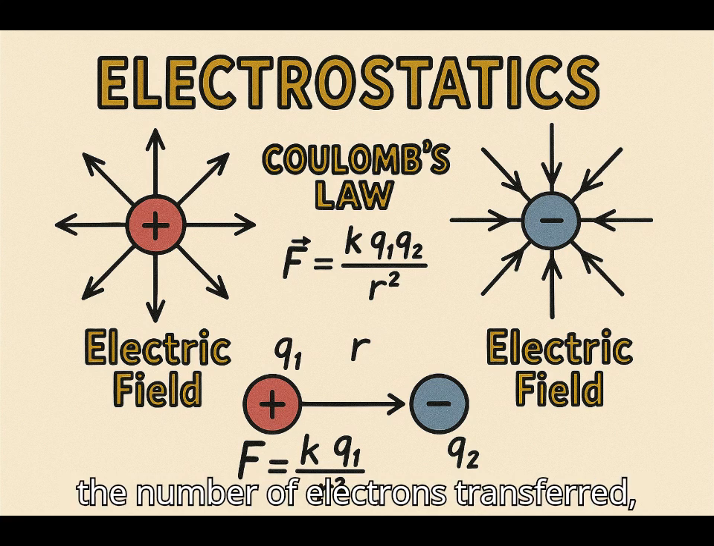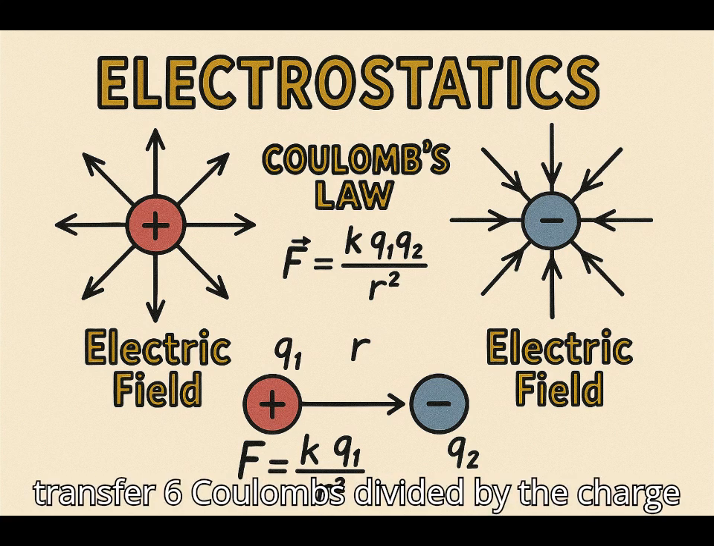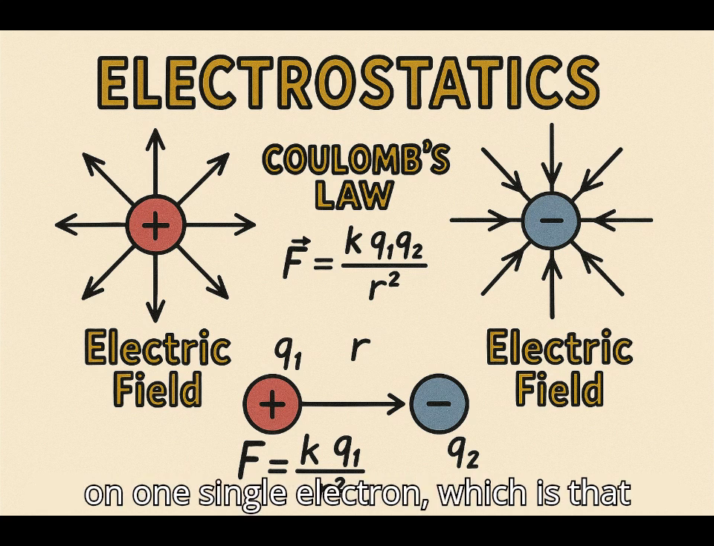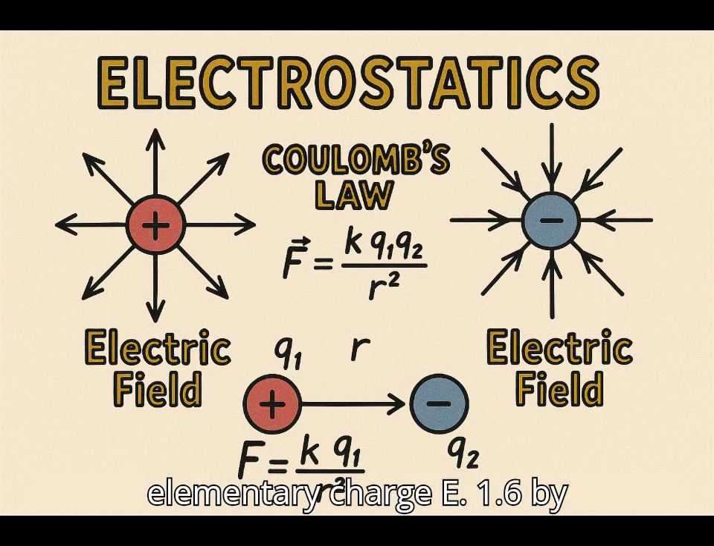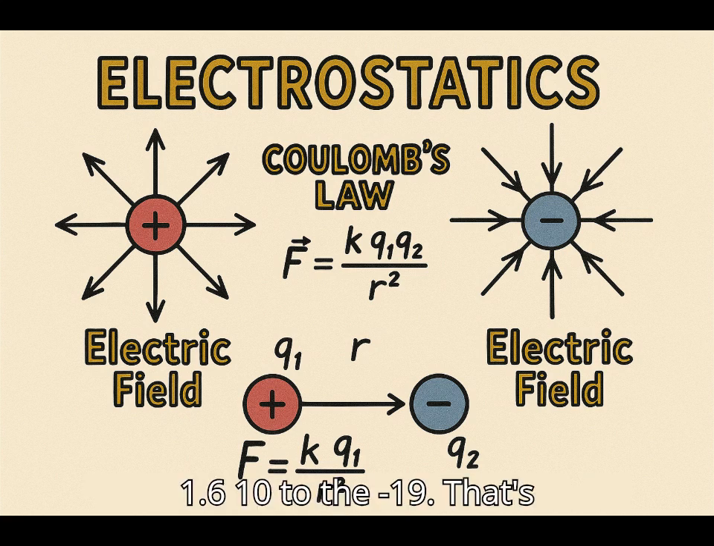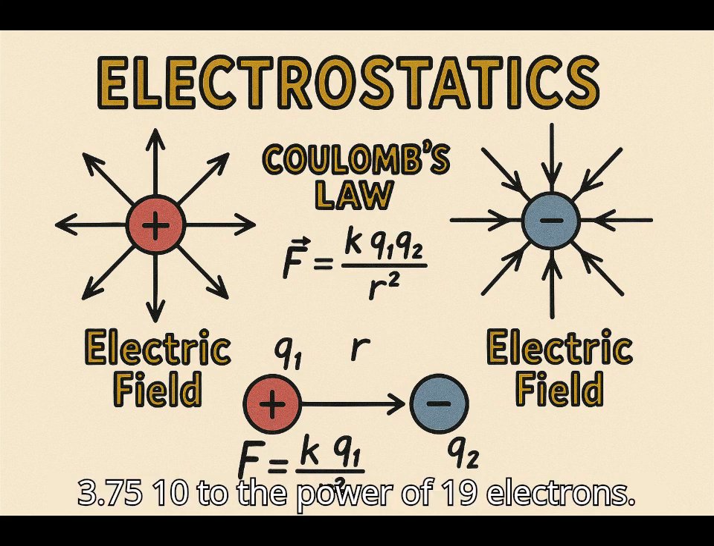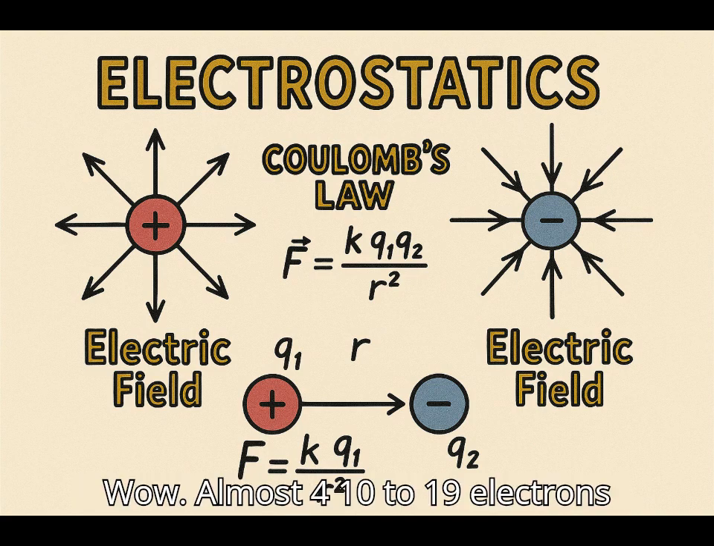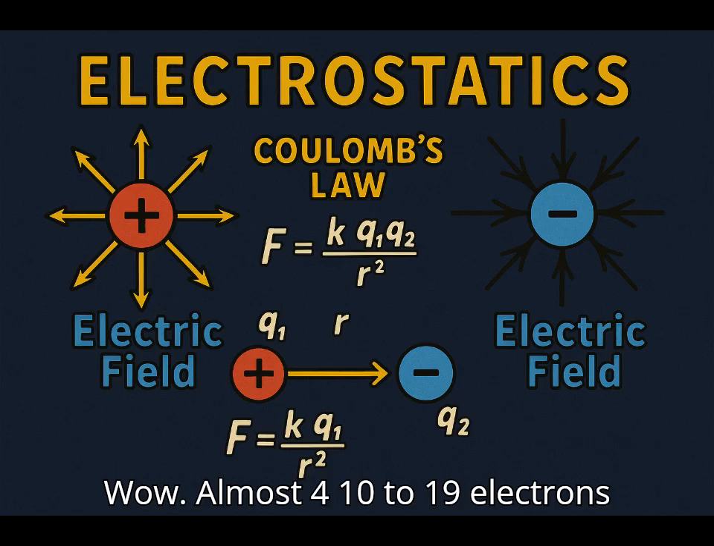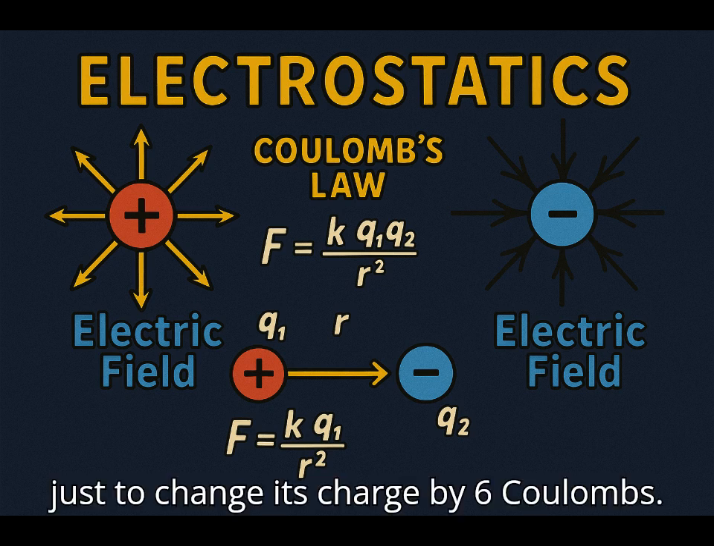Okay, yeah. So the number of electrons transferred, let's call it N, is just that total charge transferred, 6 coulombs, divided by the charge on one single electron, which is that elementary charge e, 1.6 times 10 to the -19 coulombs per electron. So 6 divided by 1.6 times 10 to the -19. That's... it's a huge number again. It comes out to 3.75 times 10 to the power of 19 electrons. Wow. Almost 4 times 10 to the 19 electrons flowed from sphere B over to sphere A just to change its charge by 6 coulombs.